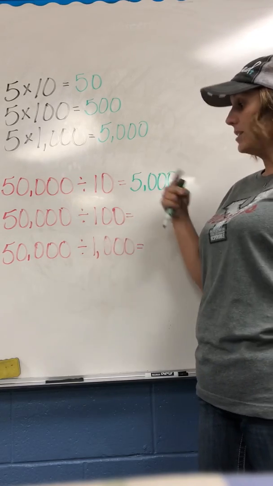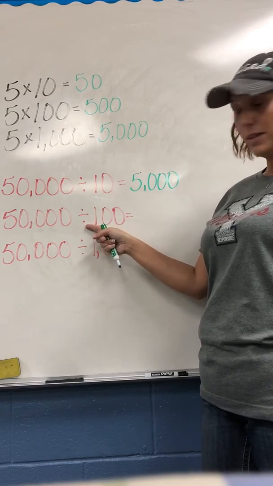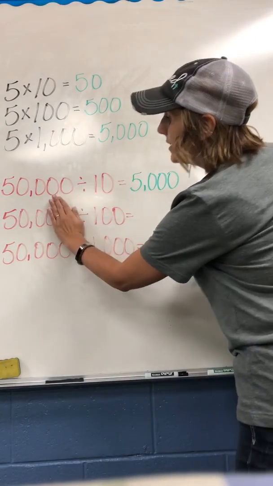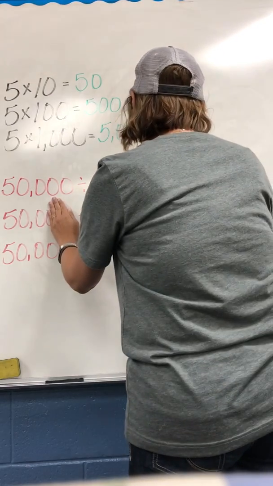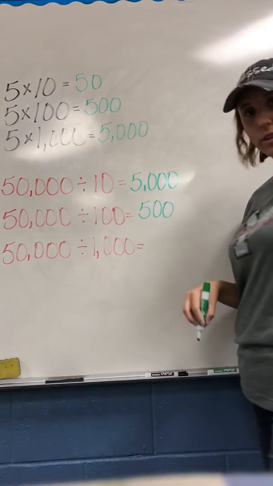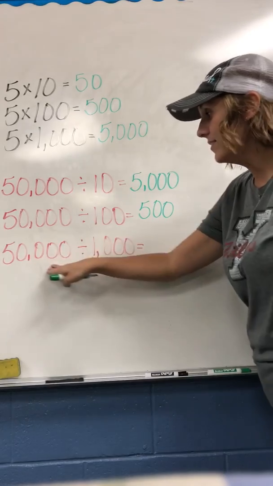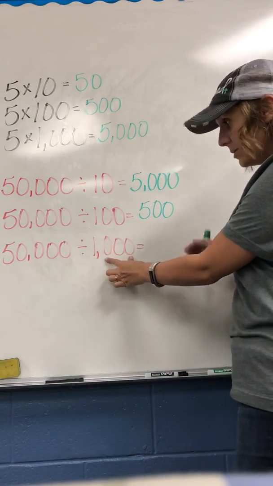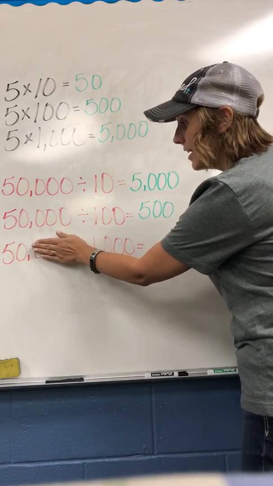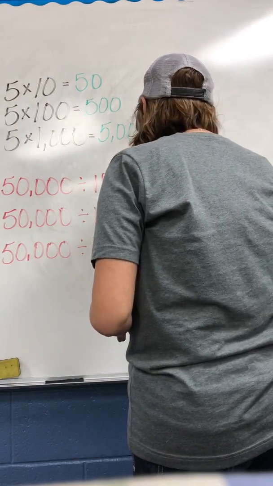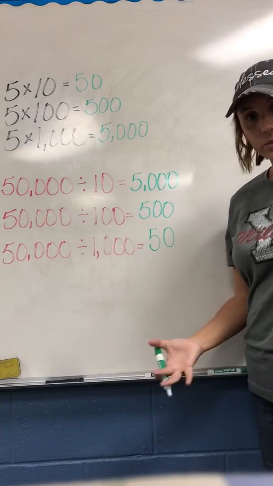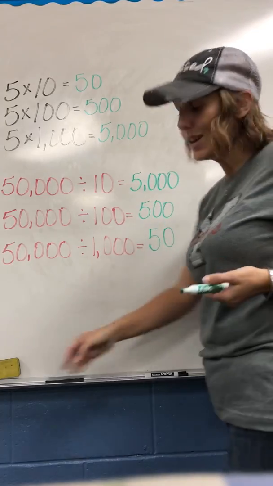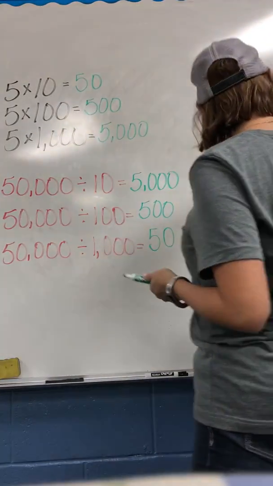What if I were dividing by 100? I'm going to take away zeros because I'm dividing, right? I'm going to take away how many? 2 zeros. Okay, so here if I take away 2 zeros, I should get 500. And then here, if I have 50,000 again divided by 1,000 this time, we're going to take away how many zeros? 3. Okay, so take those away. 50,000 divided by 1,000 equals 50. Okay, so those same principles, those same patterns are true, and it can help us with bigger numbers as well.